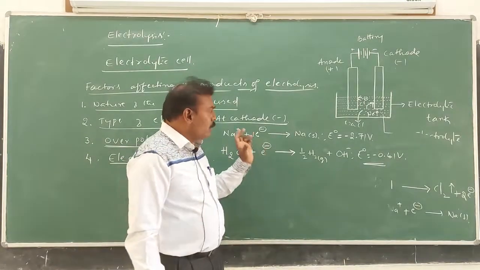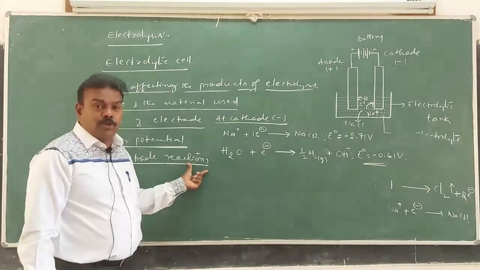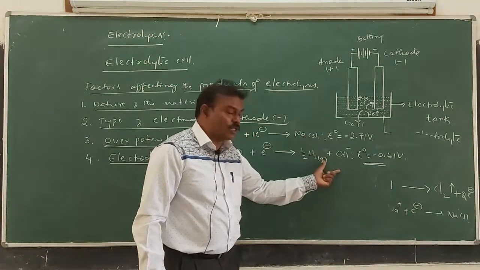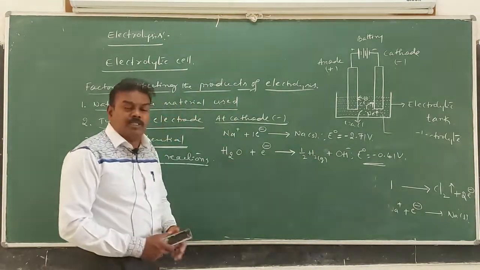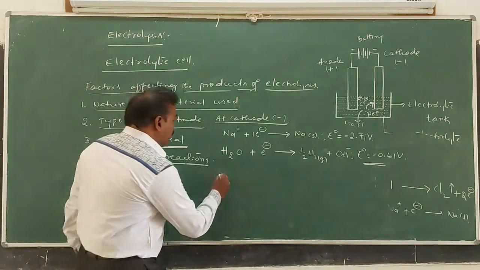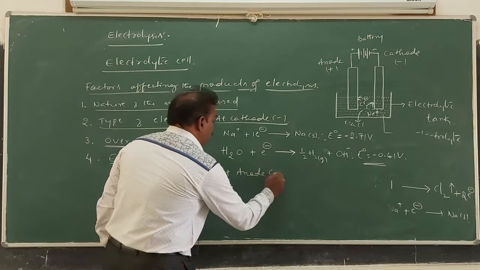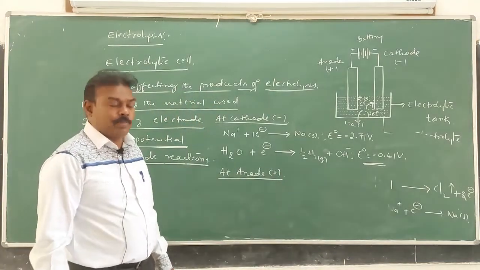Means the product of electrolysis depends upon the electrode reactions. In case of electrode reactions, the one having a high reduction potential will take place on the cathode. Then what is taking place on the anode? In case of anode, I am taking one of the examples.